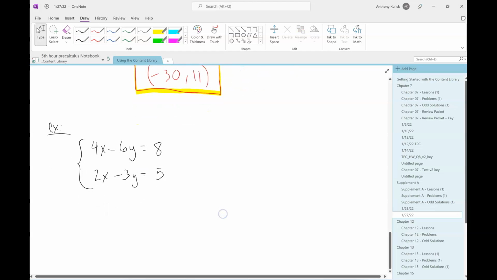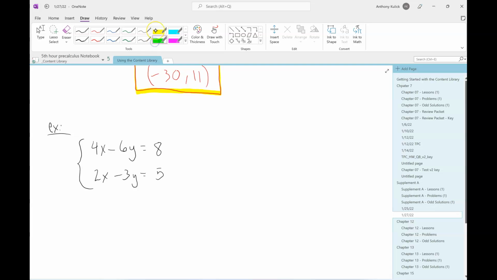So let's say we have 4x minus 6y equals 8, and 2x minus 3y equals 5. And we're going to solve this system here. In this situation, no matter which variable or which equation I choose or which variable I solve for, I'm going to end up with a fraction, right? It's unavoidable in this situation, and that's fine.